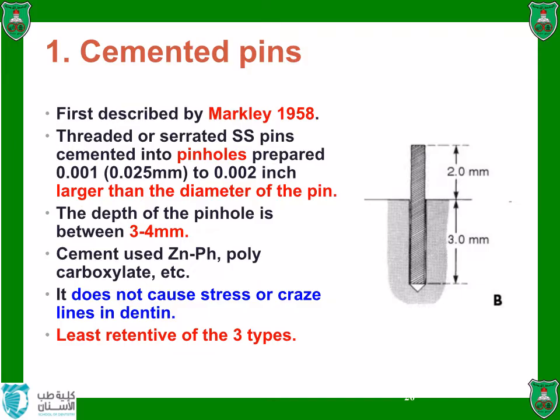Those pin holes are usually 3 to 4 millimeter deep in dentin to provide enough length for cementing those pins in place, so we will guarantee that they will not come out. The cement that we will use is usually zinc phosphate, polycarboxylate, glass ionomer, whatever type of cement that we learned before. However, it doesn't cause stresses or crazing lines in dentin. This is a good advantage of those materials or those pins.